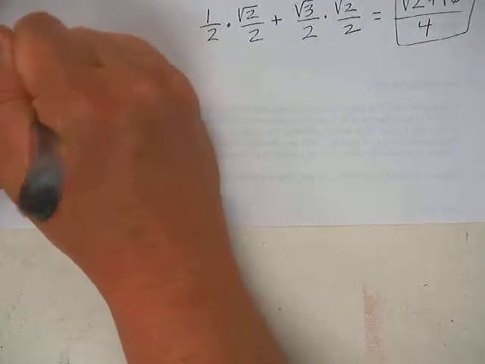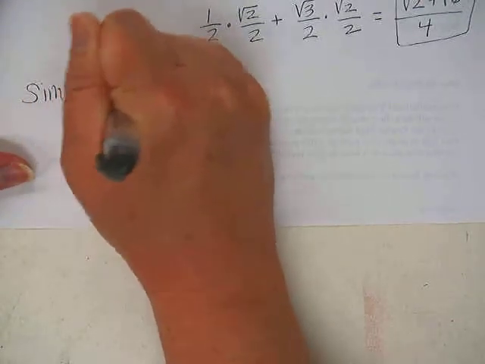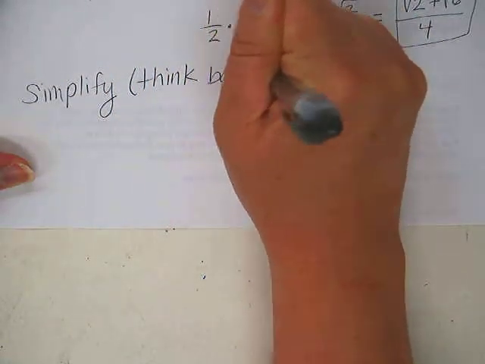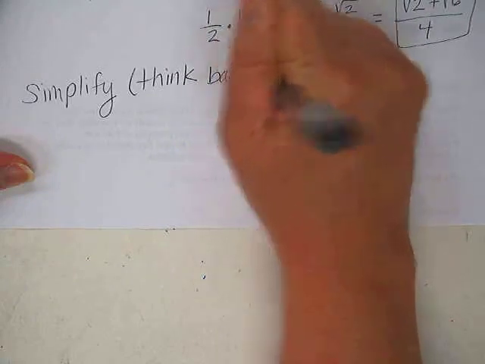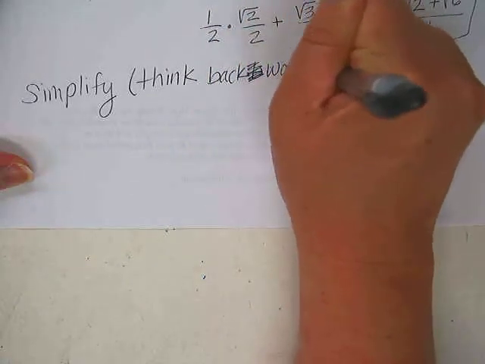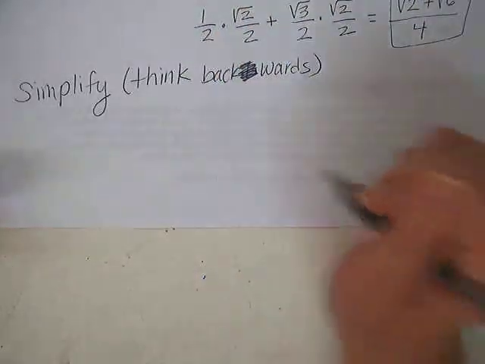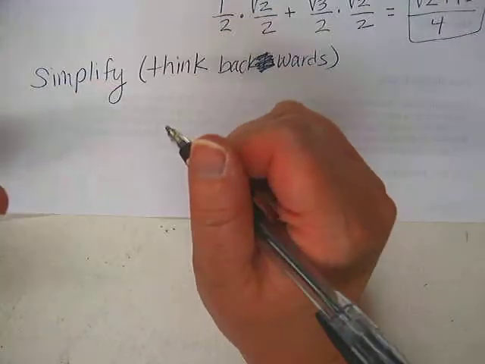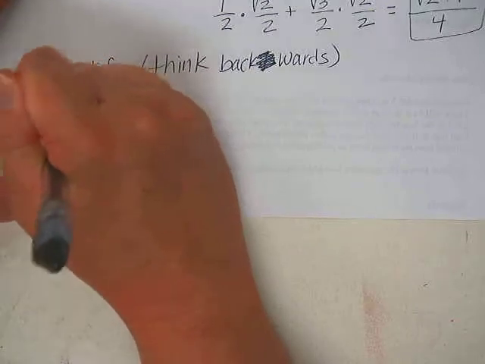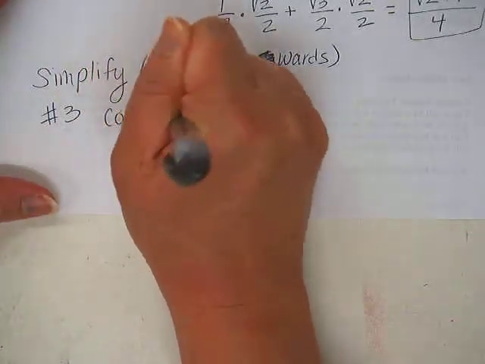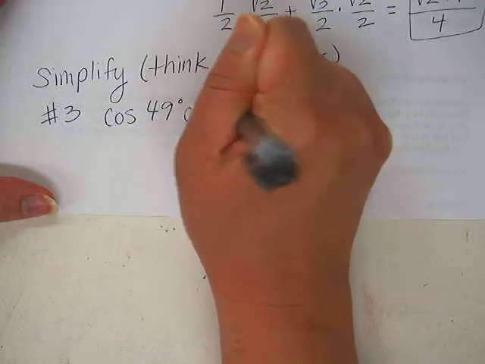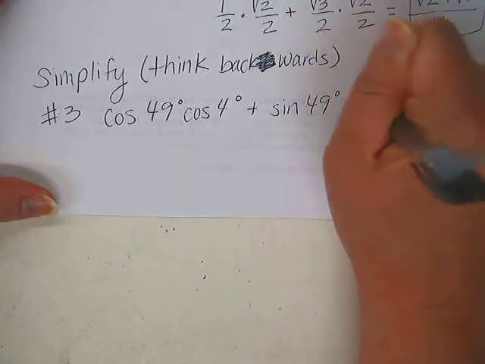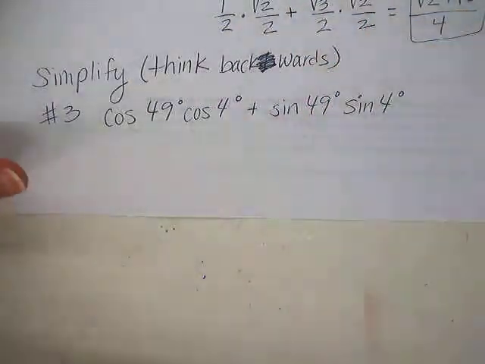Good. Okay, this time we're going to go backwards. These are very simple problems most of the time, but surprisingly, when I put one of these on my concurrent enrollment classes test, a lot of students had a problem with this one, even though it is quite simple. Example number 3. Cosine 49 degrees, cosine 4 degrees, plus sine 49 degrees, sine 4 degrees.